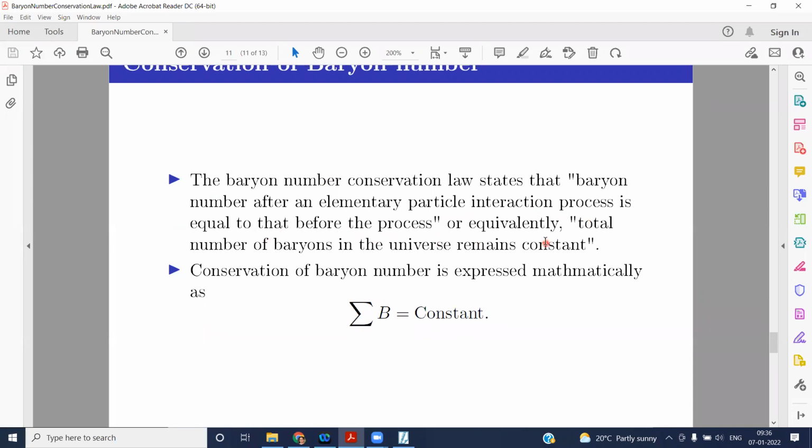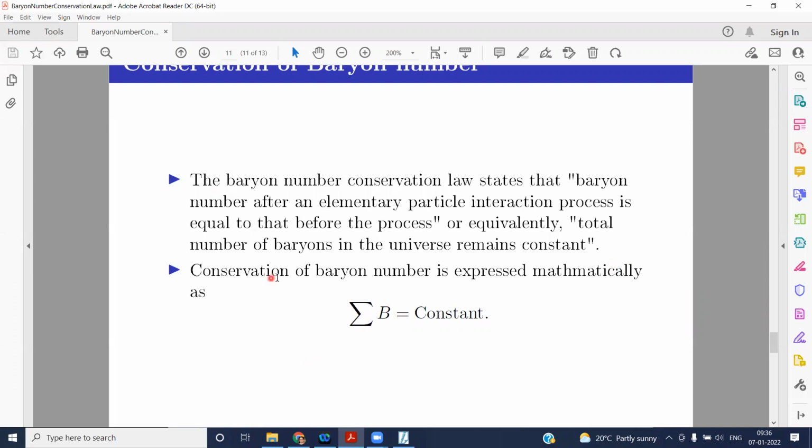So, or equivalently, I will say the total number of baryons in the universe remains constant. That means there is no such thing as a baryon vanishing. A baryon converts into another baryon, no problem, but it doesn't vanish. So if there is a total number of baryons existing in this universe, that does not change. The number of baryons does not change.